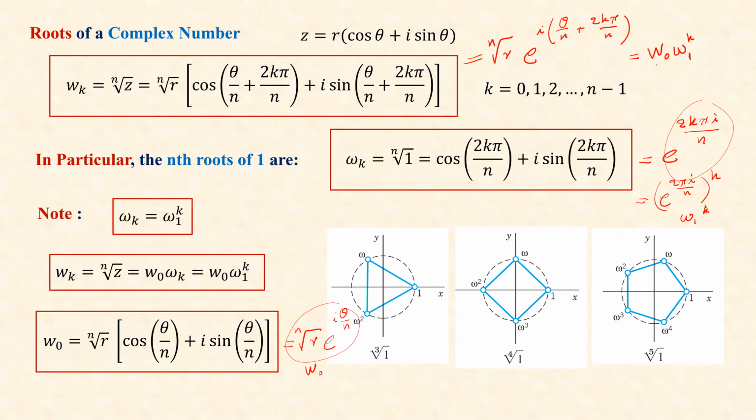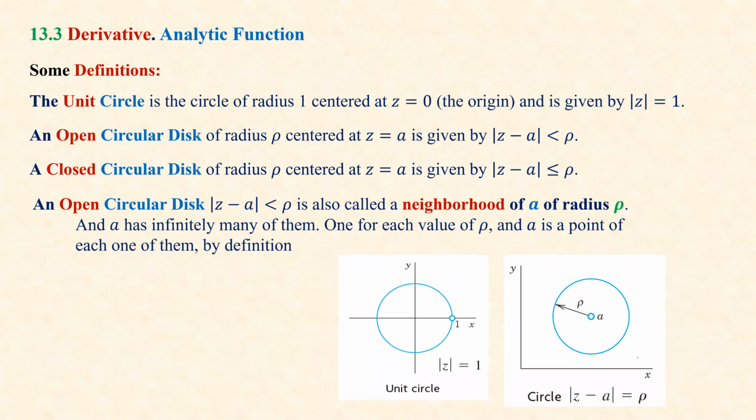That means that the 0th one is w naught. And the first one is w naught times omega 1, which is when k is 1 for this one. And then the second, third and fourth are the powers of omega 1. All right, anyway, it requires a little bit of thinking. All right, let's move on.